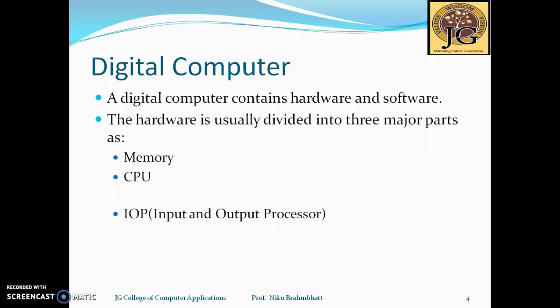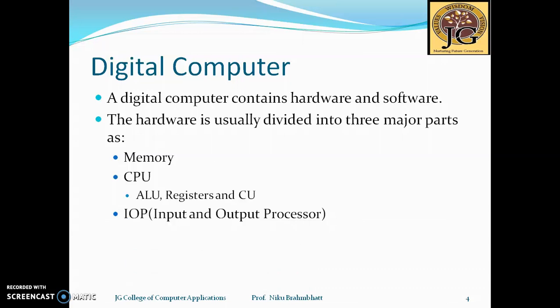Memory is used to store instructions and data. Data may be input data or output data. Memory may be RAM or ROM. The CPU does not contain any internal memory. It has to fetch data or instructions from the main memory.